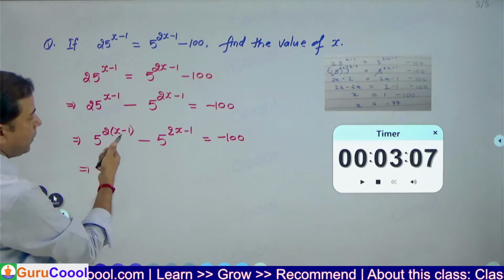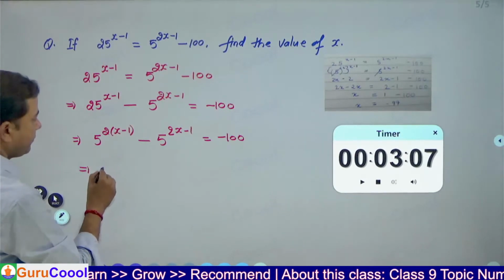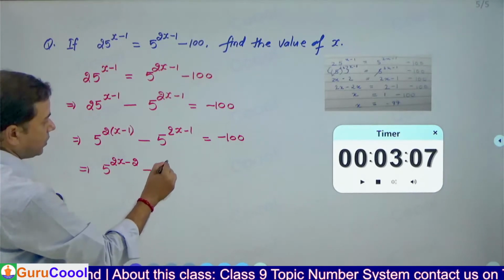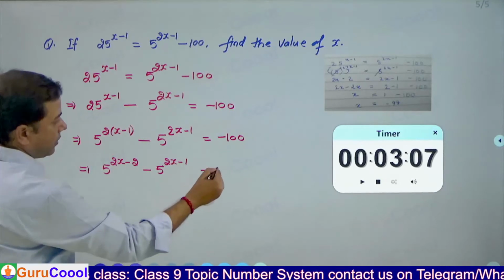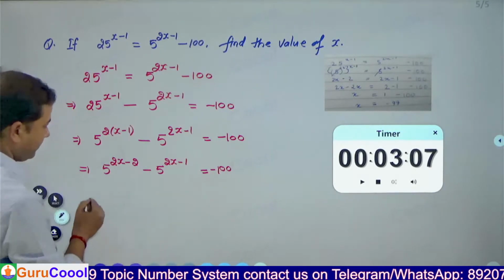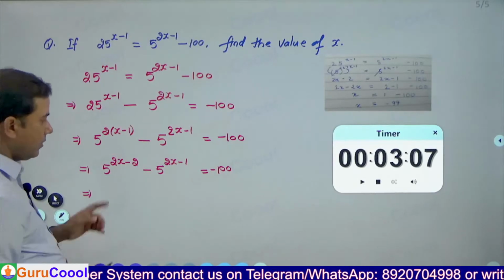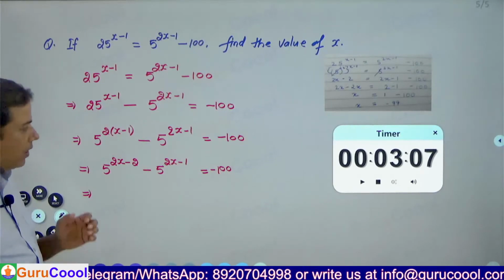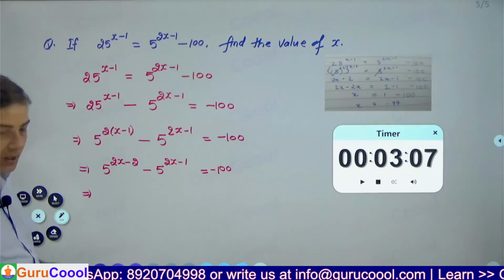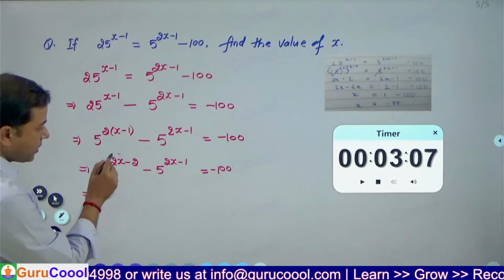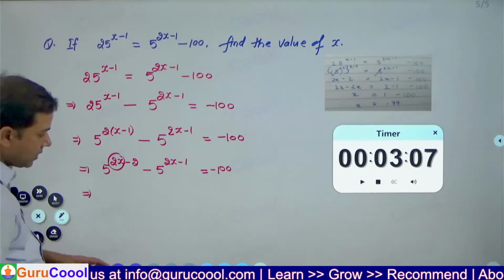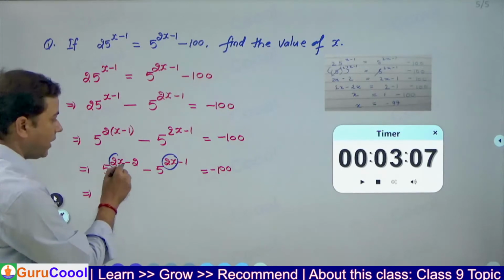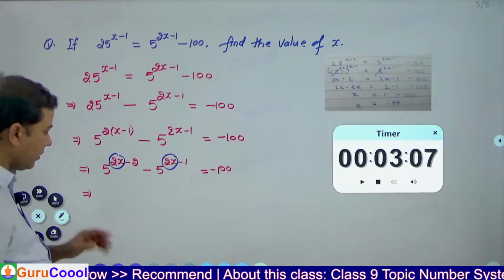Further, if we open this bracket, it will be 2x minus 2. 5 raised to the power 2x minus 2 minus 5 raised to the power 2x minus 1. That is equal to minus 100. Now notice that in the power we have the first term same. How can we take advantage of this situation where bases same, first term also same, but the second term is different? But at least the terms with variable are same.